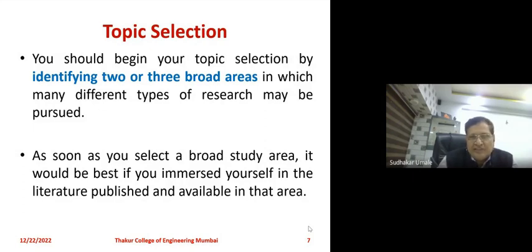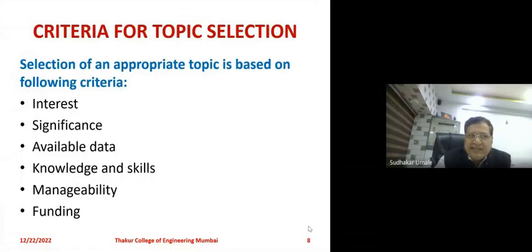You should begin your topic selection by identifying 2 or 3 broad areas in which many different types of research may be pursued. As soon as you select a broad study area, it would be best if you immersed yourself in the literature published and available in that area. The first step in thesis writing is to choose the appropriate research area. The research topic should be the particular specialty thrust area. This is very important. You must have a specialty thrust area, relevant to the existing knowledge gap. So you have to find out the existing knowledge gap. I will explain how to find the existing knowledge gap in my next slides.